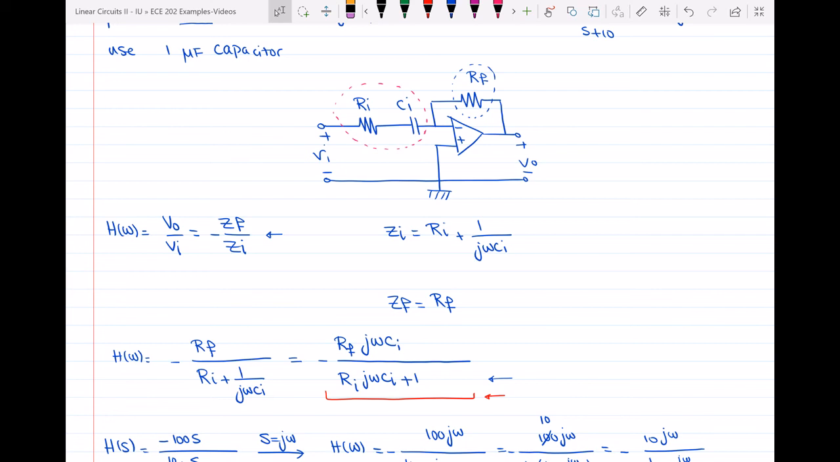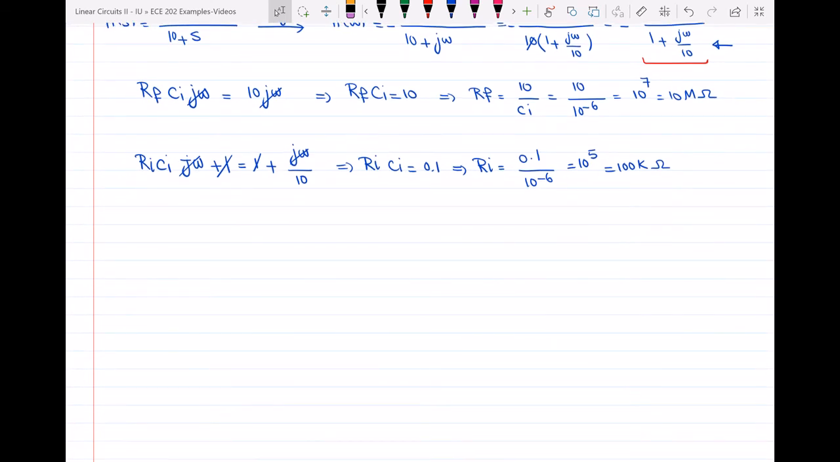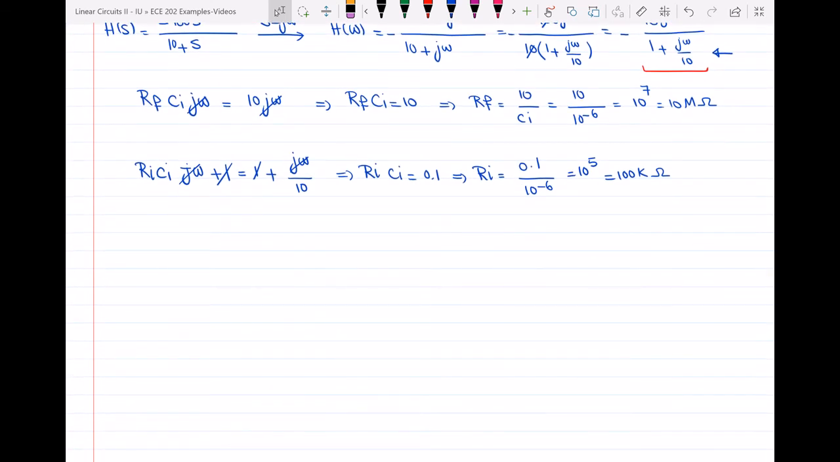Okay, in this question it didn't ask for the corner frequency, but I'm going to find it, so it will be a review for you as well. If I want to find the corner frequency of this active high pass filter, I know that omega C is going to be equal to 1 over RI CI, and that is equal to 1 over 100 kilo ohm, which is 10 to the 5, multiplied by CI, which is 1 microfarad. So it is 10 to the negative 6, and that would give me 10 radians per second.